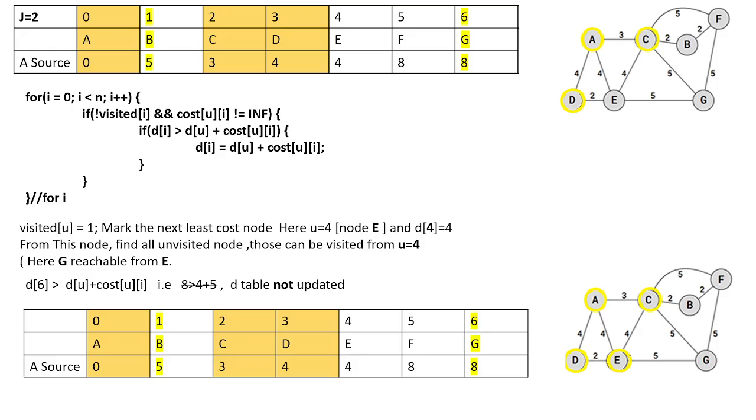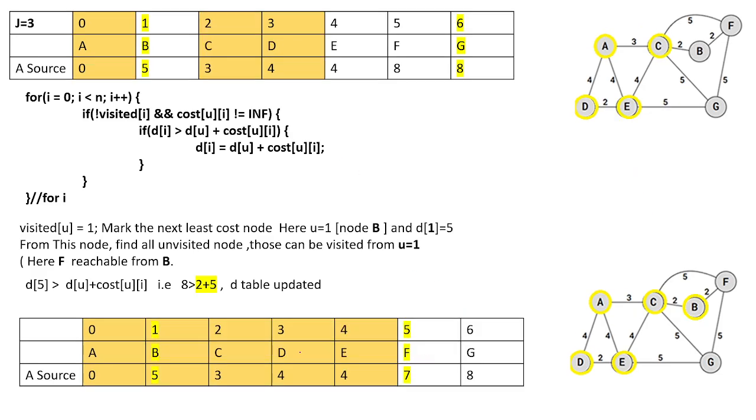C is already visited. What is the cost of reaching from A to E? That is 4. What is the cost of reaching from E to G? That is 5. 5 plus 4 is 9. But already we have got the path from A to G via C: 3 plus 5, 8. Among these two, which is the minimum one? 8 is the minimum one. 9 is not the minimum. So no need of updation as usual. This only is retained. So this particular E is also marked. E is visited.